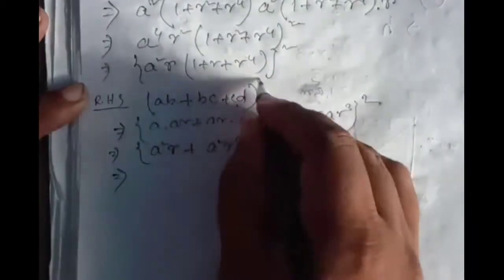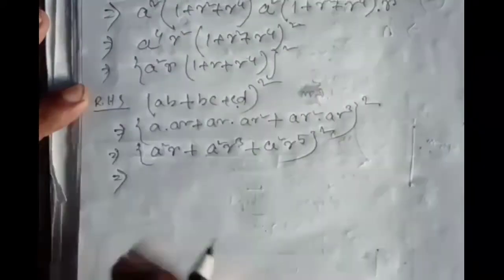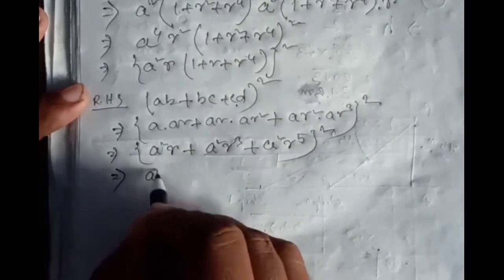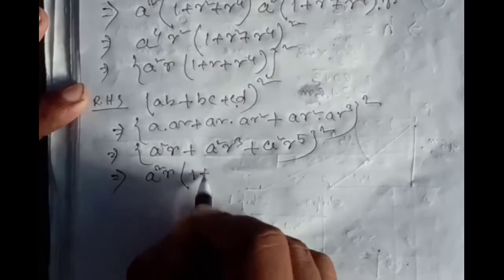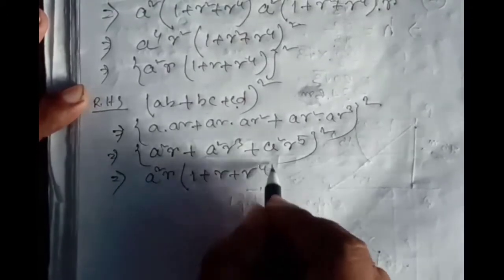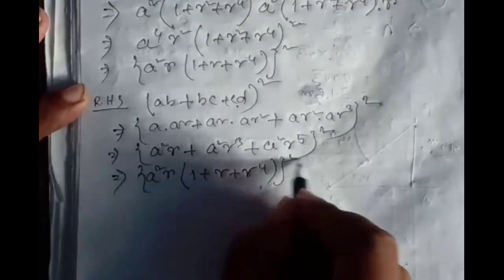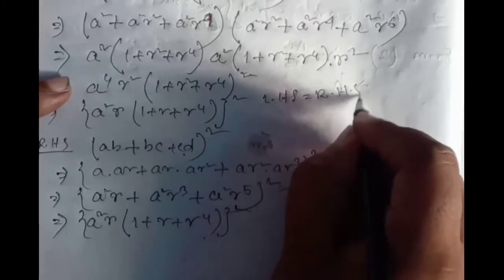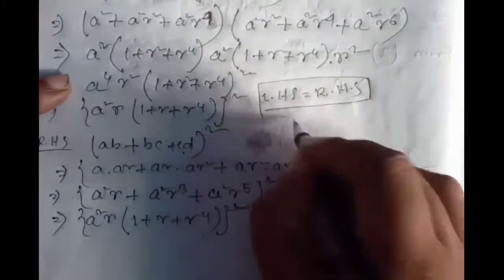Obviously this is whole square. So we are writing here, now if we take A square R common over here, we are getting (1 plus R to the power 4) whole square. So we are getting LHS equal to RHS. Proved. Hope you understood. Next, move to another question.